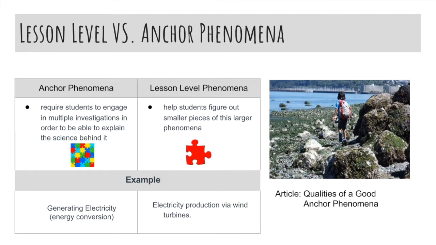For example, in a unit centered around the anchoring phenomena of generating electricity or energy conversion, a portion of the unit involves students engaging with lesson level phenomena on electricity produced via wind turbines. The following article, Qualities of a Good Anchor Phenomena, is located in the resource section of this assignment and highlights some key points to consider when looking for good anchor phenomena for a sequence of science lessons.